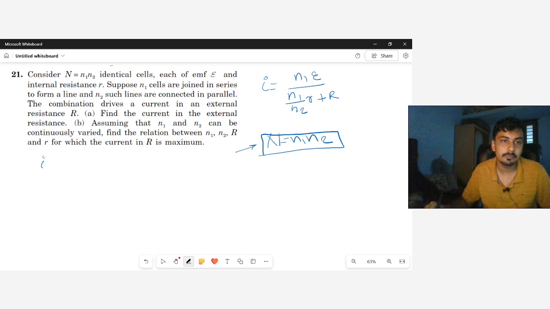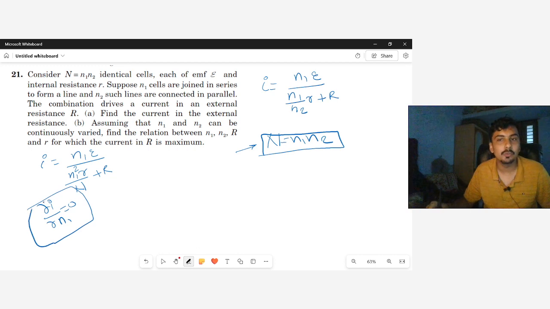So my I is n1E divided by (n1 r, and now I'm writing n2 as capital N by small n1, so it is capital N and then divided by small n1). So this becomes like this, right? And right now you just have to maximize it. So dI/dn1 should be 0, right? So apply this condition and the answer should come.